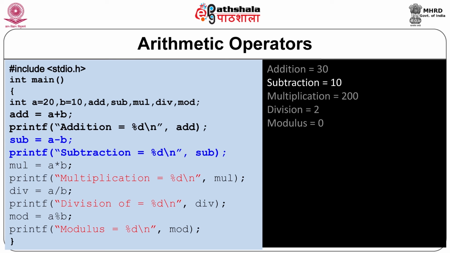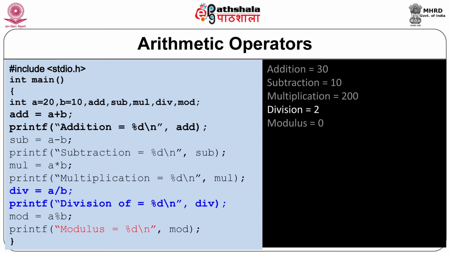Then multiplication. For multiplication we are using the star or multiplication symbol, A into B. So the value of A is 20, B is 10, so the product is 200, and that 200 is displayed using the third printf statement. For division we are using A divided by B, or A slash B. This is for division purpose.